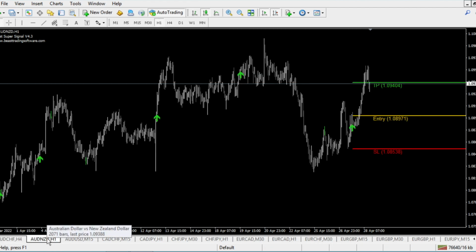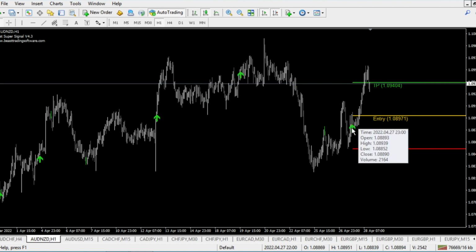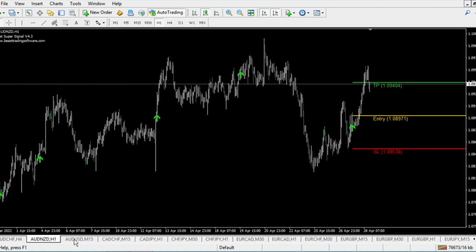Jumping on to the next chart, the Australian dollar and New Zealand dollar. Here again, this is on H1. Quite a few good buy signals following a trend up. And even the last one here that we had earlier this month went ahead and hit profit nicely.